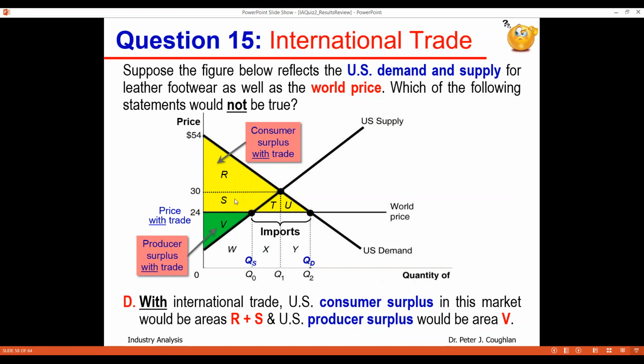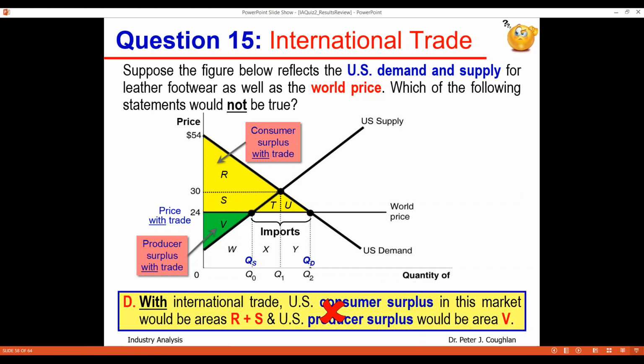Remember, S used to be producer surplus, and so producer surplus used to be V plus S. But some of that S has now gone to consumer surplus, and consumers have gained even more. The gain to consumers exceeds the loss to producers. T and U is surplus that neither producers nor consumers were able to get without trade, but with trade, it's now consumer surplus. So answer D is incomplete, it's incorrect. Because you're supposed to choose the one that is not true, the answer you're supposed to choose for question 15 was D.